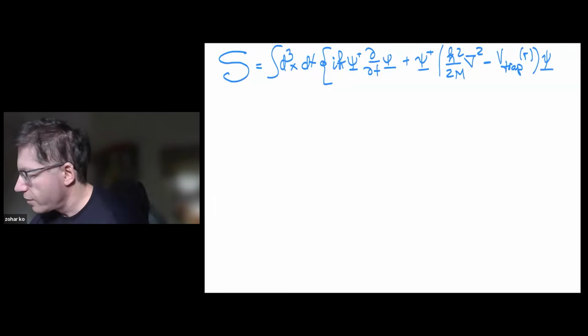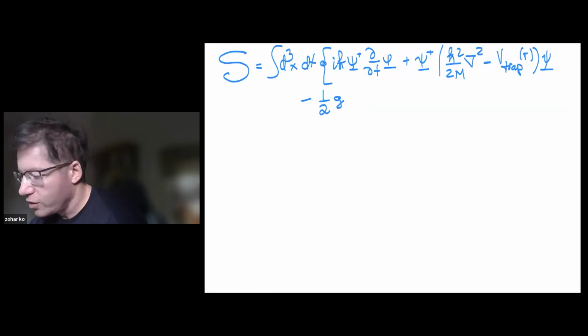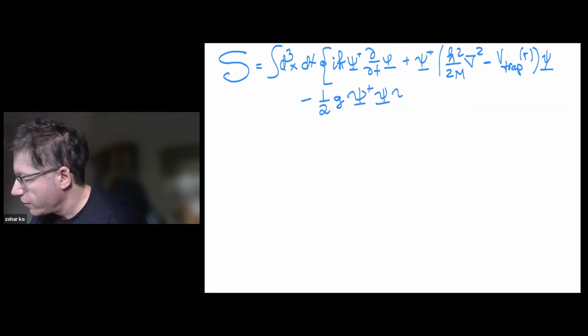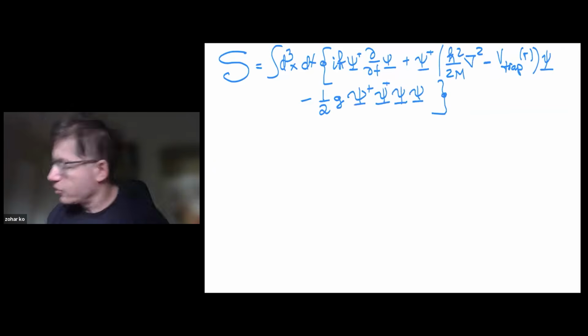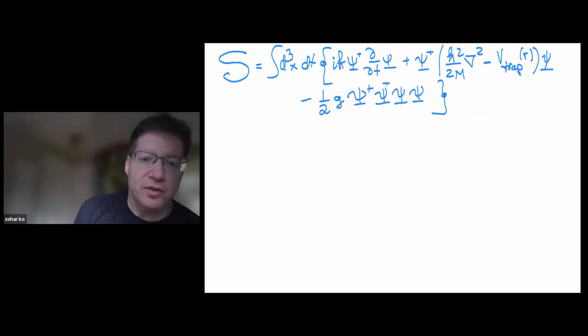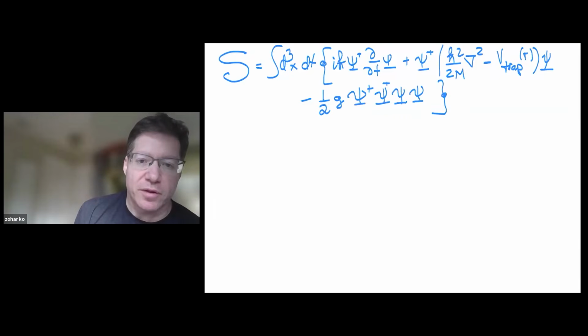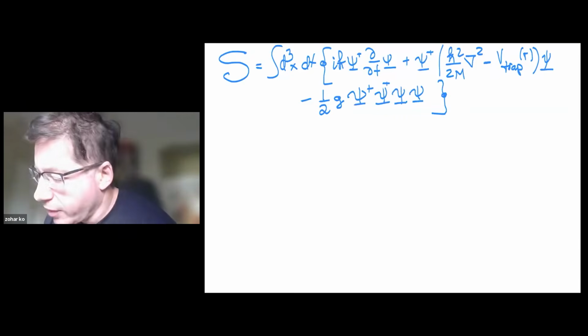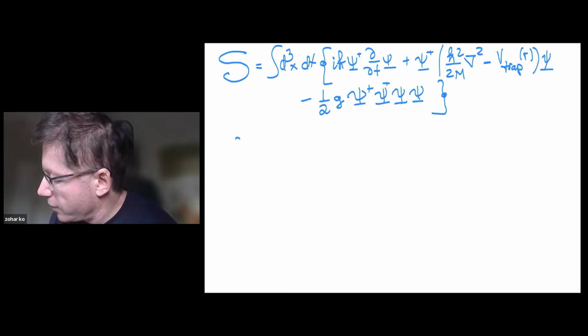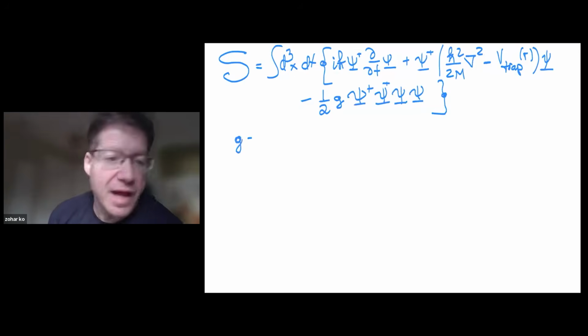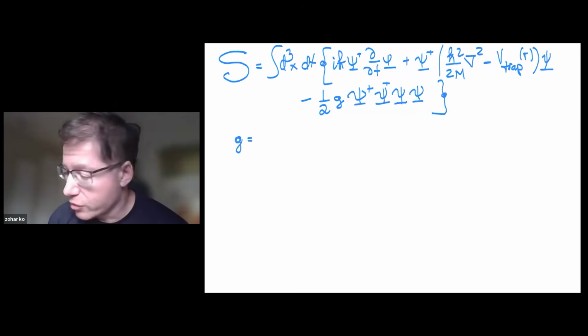And then finally comes the interaction. The interaction will have some strength G. I'll explain what G is. By saying that there is scattering only in the S wave, what it means is that there is only an interaction without any derivatives. And now I'll just have to tell you what this new coupling constant G is. That's a quartic interaction. It's very similar to the phi to the fourth theory. G is connected to what we discussed before. It's the scattering length in the Fermi pseudopotential.